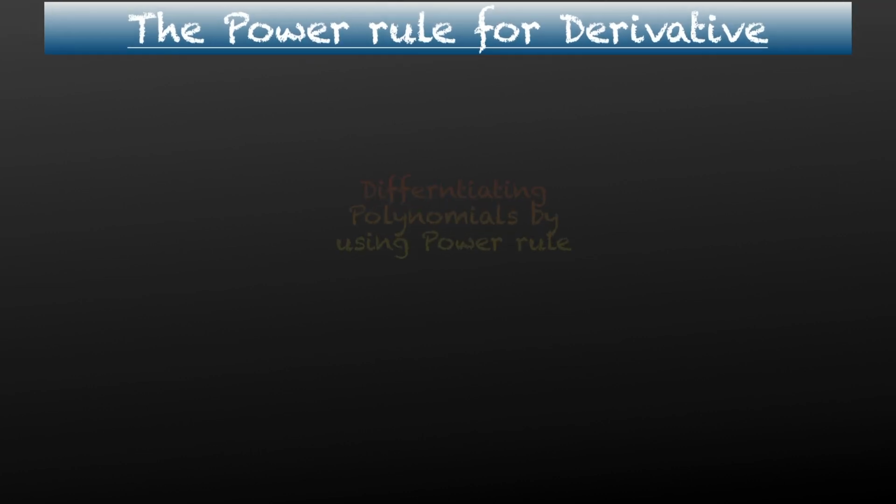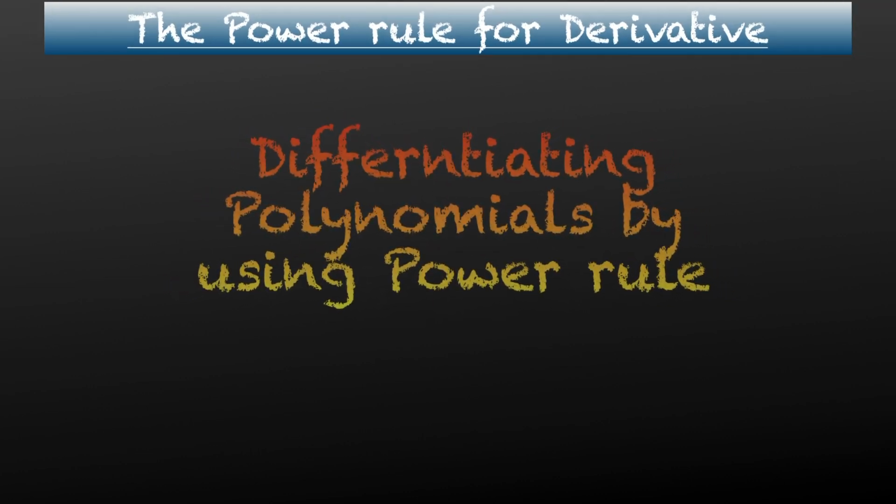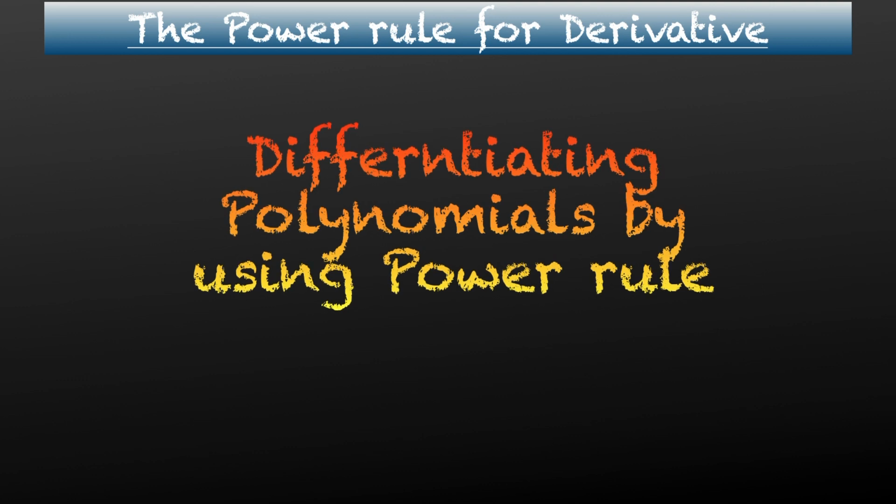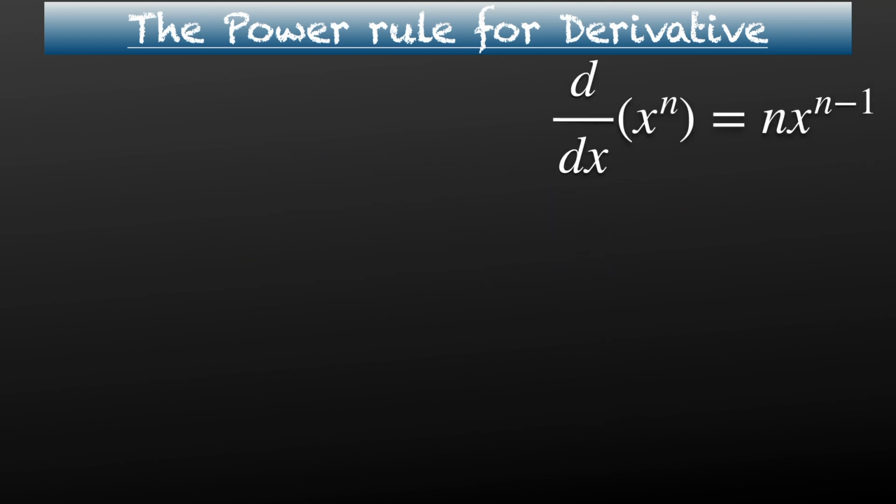Next, I explain some examples for the power rule of derivative. First, I differentiate polynomials by using the power rule. Let's say, for example, we have the function x squared. In x squared, n is equal to 2. So what is the derivative of that function? We find its first derivative by using the power rule.